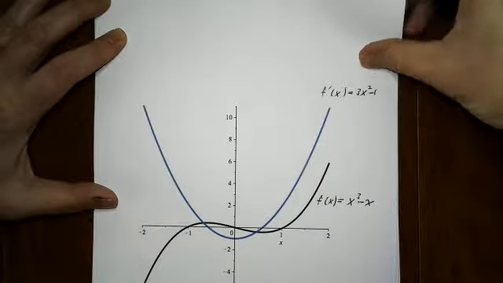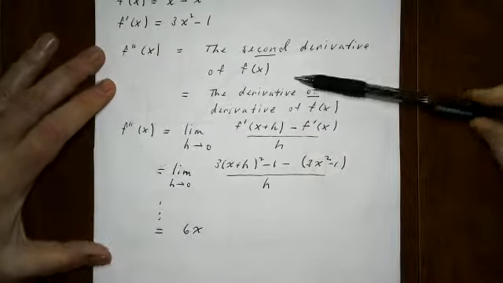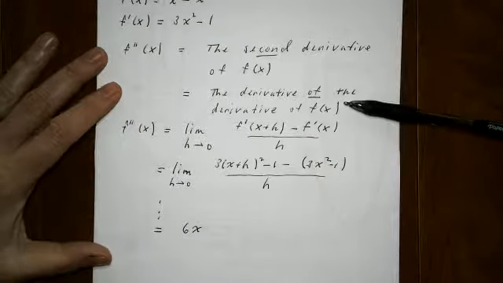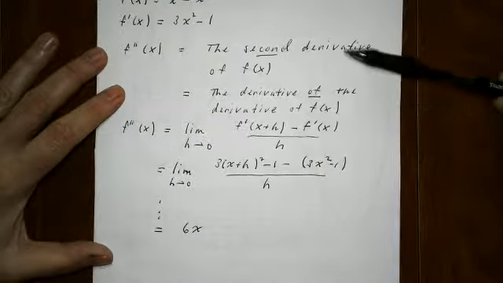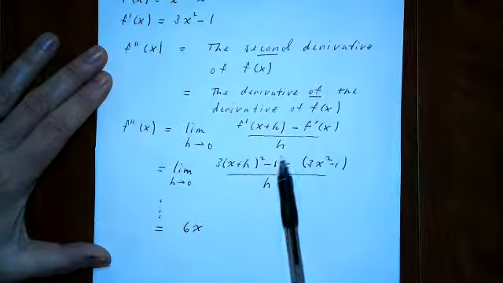Now, the second derivative of the function f is the derivative of the derivative. The second derivative is the derivative of the derivative. So to calculate, we use the double prime notation, f double prime of x. We take our usual derivative formula, but instead of using f, we use f prime. So f prime of x plus h minus f prime of x, all divided by h.